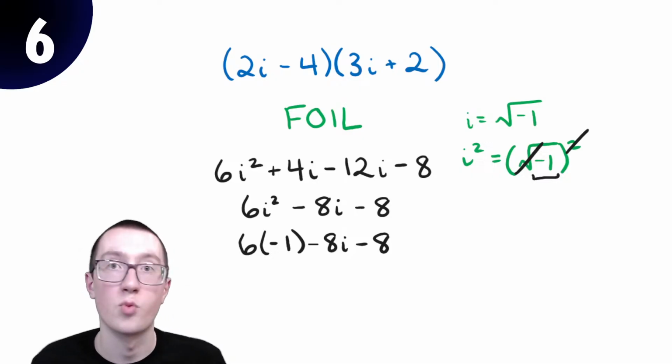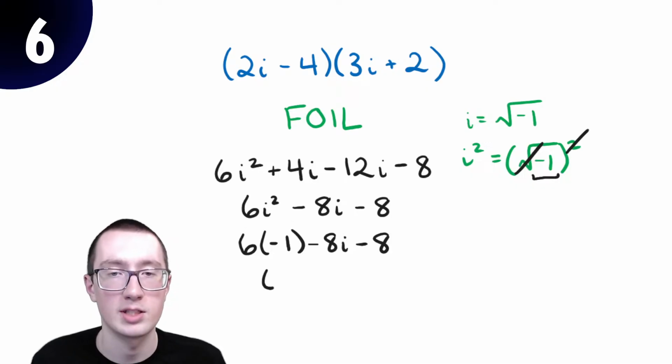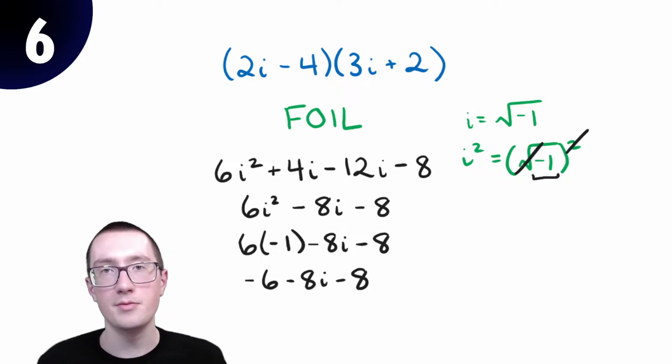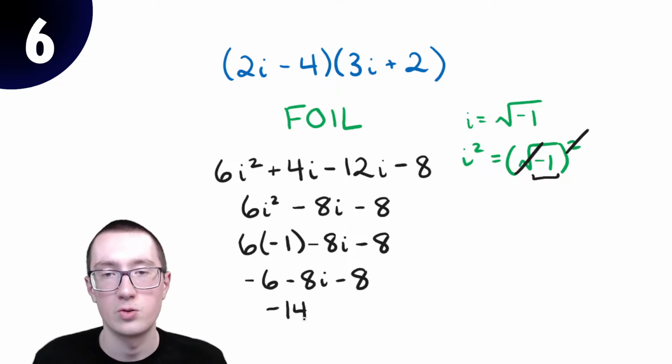And now because of that, we have more simplifying to do. So here we have 6 times 1, which is 6, and one minus sign, so the minus sign stays. Minus 8i minus 8. And now there's one more thing we can simplify, and that is because we have two regular numbers here, -6 and -8. If we combine those, lost 6, lost another 8, so we're down 14. So it's -14, and then the 8i is going to stay. Remember, there's a minus sign on it, so that has to stay as well.